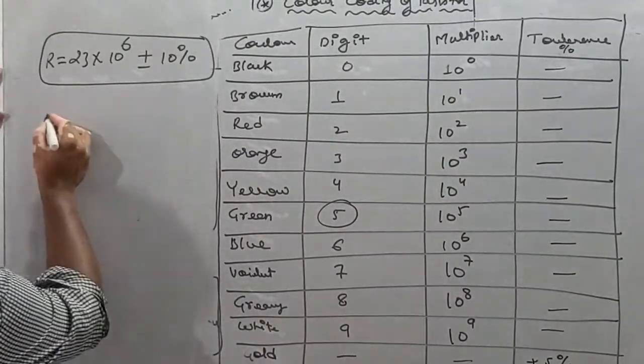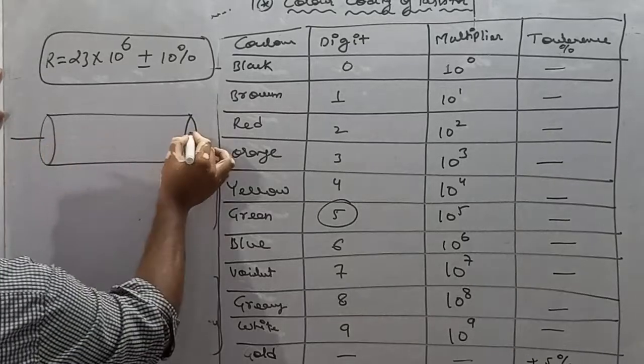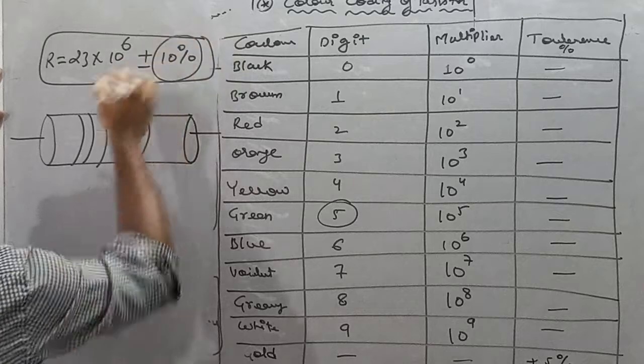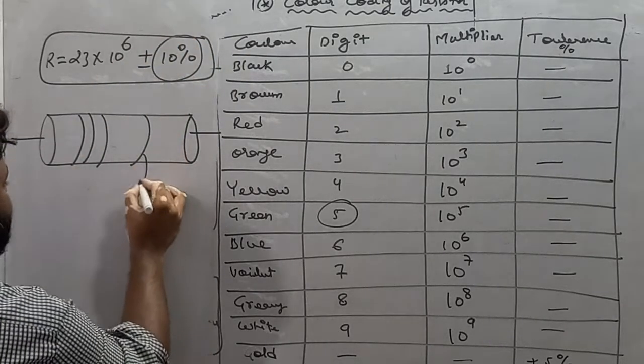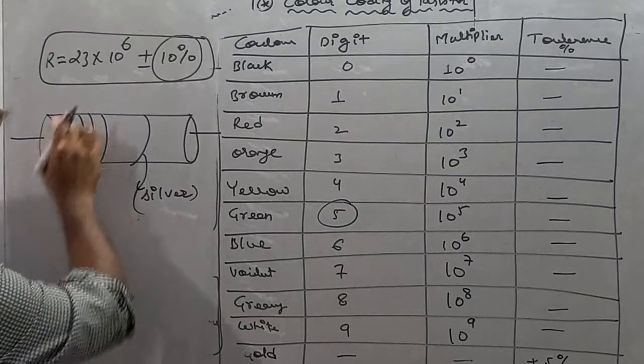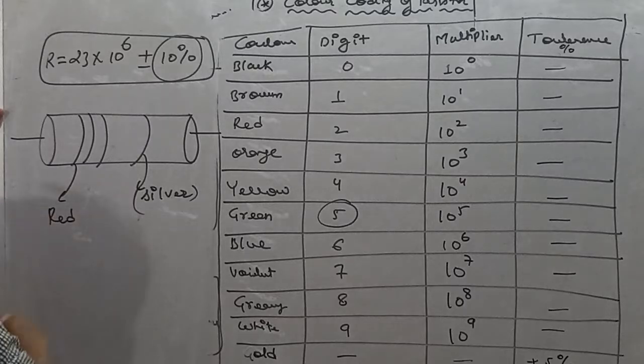So see, my dear student, we have to draw its color bands. Color bands will be like this: 1, 2, 3 and 4th. See, tolerance is plus minus 10. It means fourth band must be of silver color. Now come to digit 1, 2. 2 means red, so first band must be in color of red.